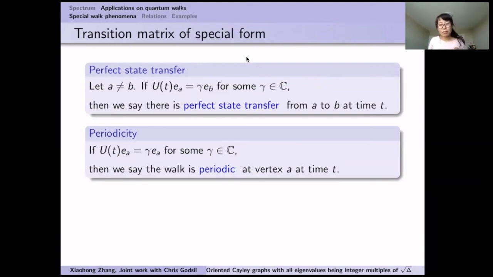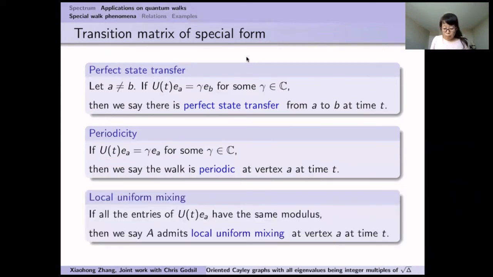We are also interested in the other extreme case, like we check a column of this transition matrix, all of them are non-zero. But we need more. We want that column to be a flat vector, which means that all the entries have the same modulus. In this case, we say there is local uniform mixing relative to vertex A.